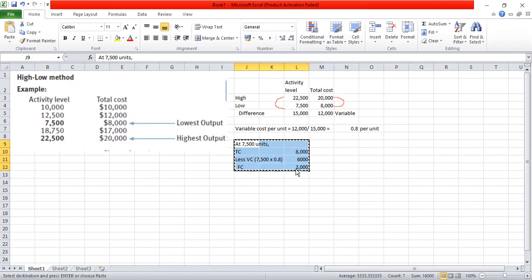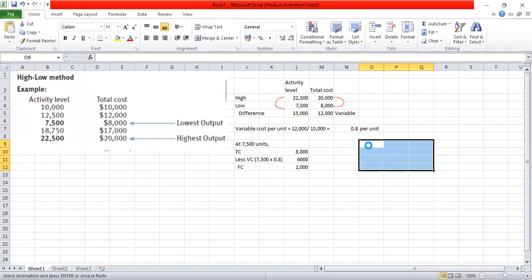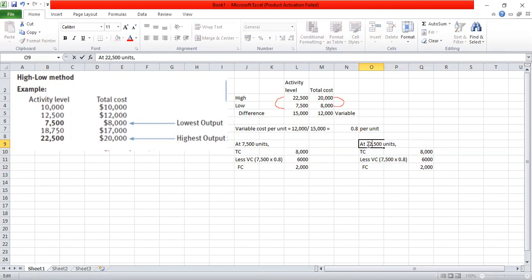Does that work out with the other activity level? Yes, it works out with the other activity level also. So let's try that. The other activity level is 22,500. The total cost is 20,000. Variable cost would be 22,500 into 0.8. So the fixed cost is 2,000. Do you see that? The fixed cost is a cost which remains fixed, so we can separate that and identify it. So I'm taking you back to the presentation.